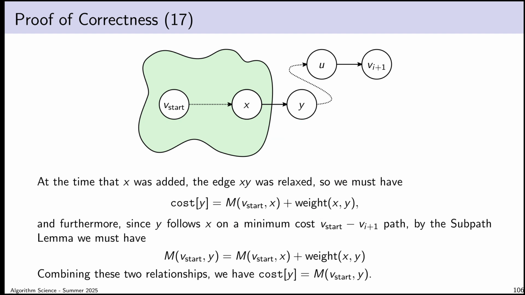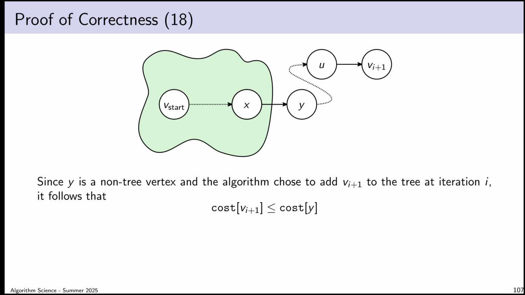And so that means that one way or the other, even though Y is not currently in the tree, it is true that the cost in the cost array is the true minimum cost to vertex Y. Now, Y is a non-tree vertex, and that means that Y was one of the vertices we could have brought into the tree at this iteration, but we didn't. We brought in vertex VI plus 1.